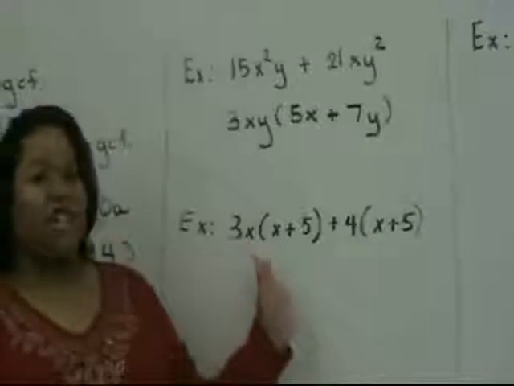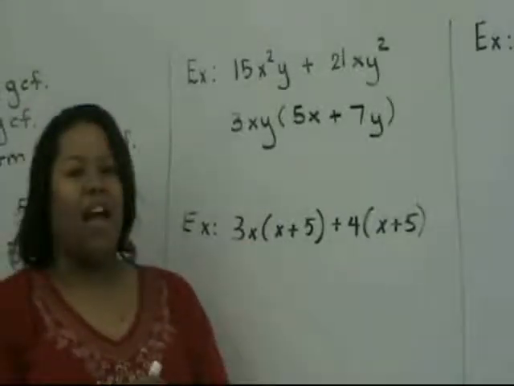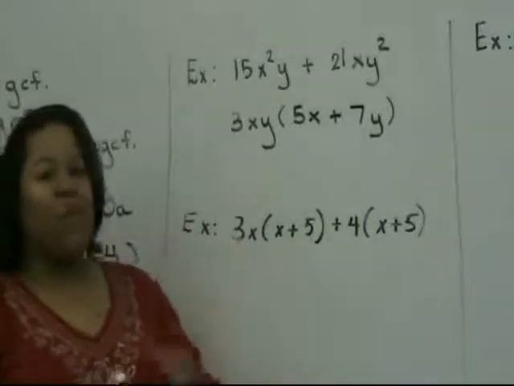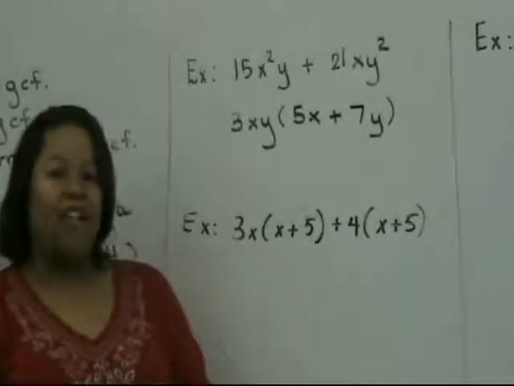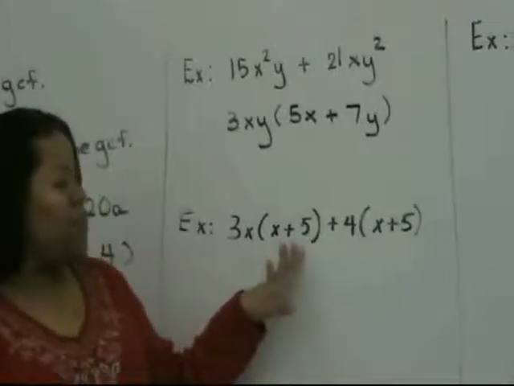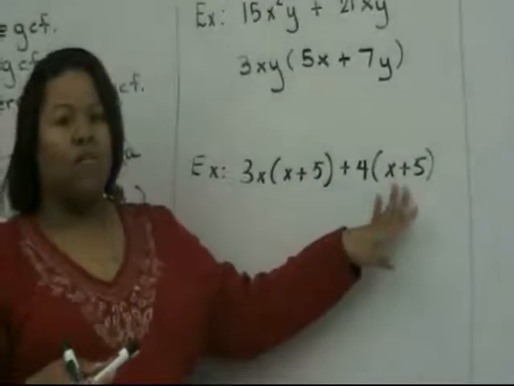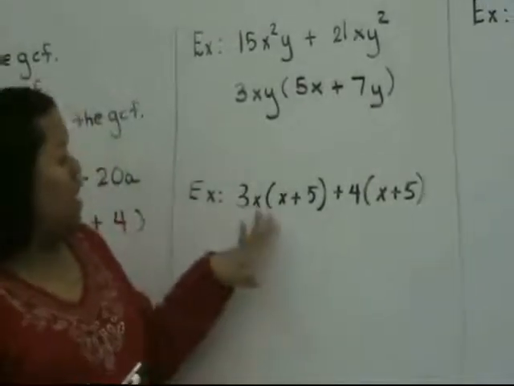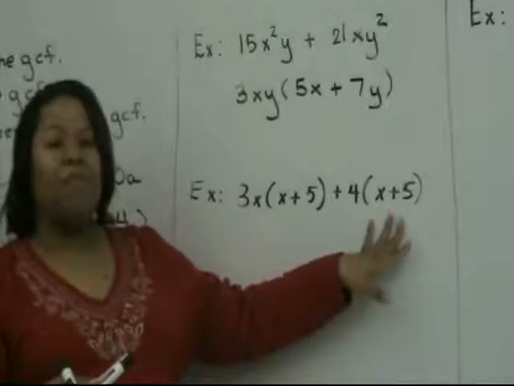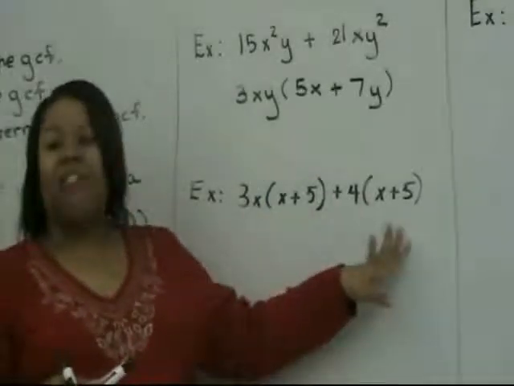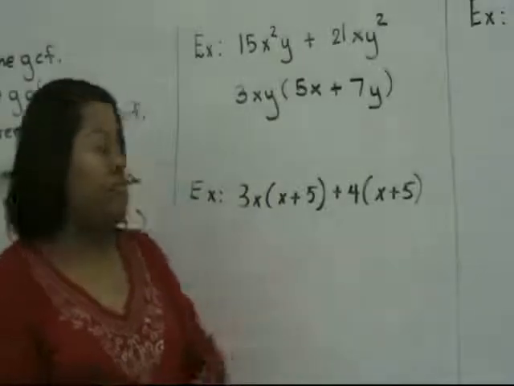Here we have the expression 3x times the quantity x plus 5 plus 4 times the quantity x plus 5. In this expression, we want to identify the greatest common factor, but it looks a little bit different because the expression x plus 5 is a binomial. But notice, it really follows the same pattern because each term has that common binomial. So the binomial x plus 5 is the greatest common factor.